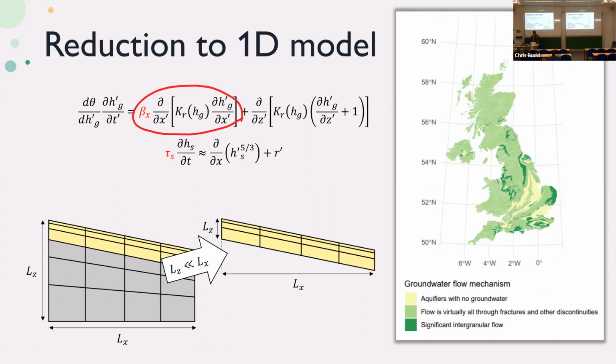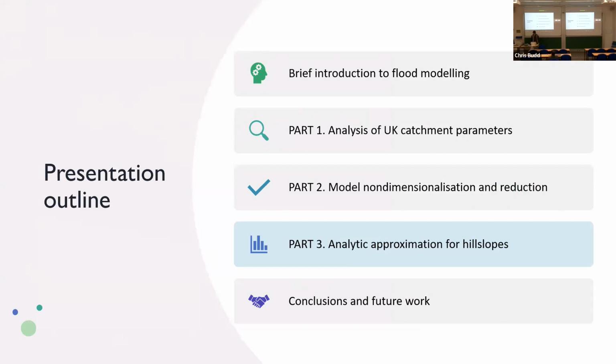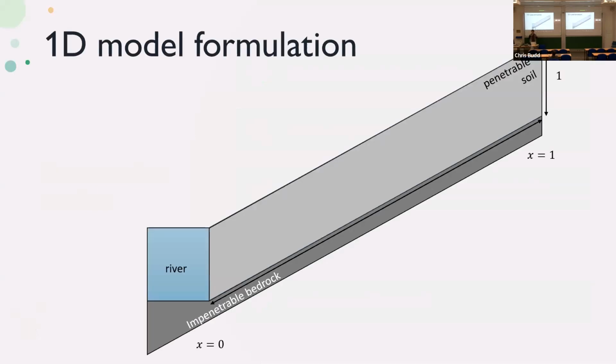And in this last part of this talk, I just want to outline how this one-dimensional model is constructed and how it allowed us to find an analytic equation for the hydrographs for those catchments with impenetrable bedrock, with the whole flow only going through a thin layer of the soil. And so this is our geometry. We have a thin layer of the soil.